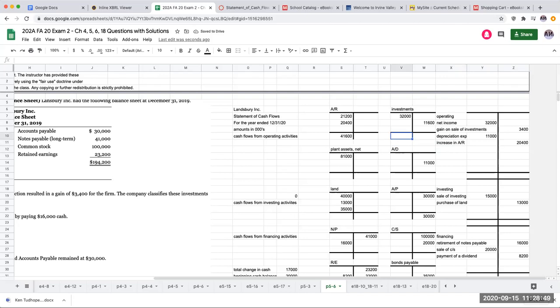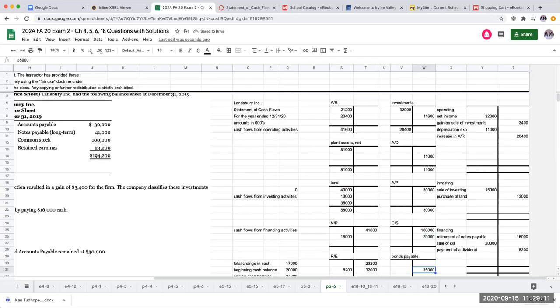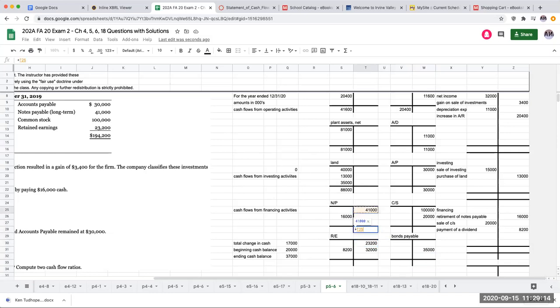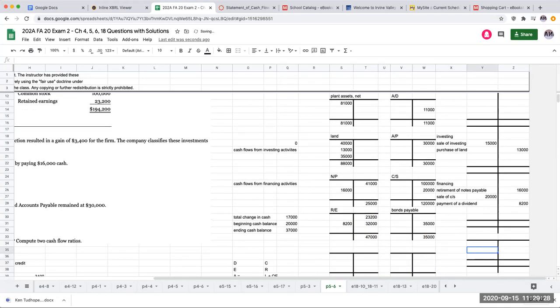The investments account, beginning of 32, ending of 11.6. I've already dealt with this 11.6. That was from the sale. There's nothing else that happened with plant assets, net, aside from the accumulated depreciation, so I'm just going to leave it. My land was 88,000. Nothing happened with accounts payable, so I don't need to adjust it. Nothing else happened with notes payable, and I've already dealt with the common stock. Ending retained earnings is 47, and my ending balance in bonds payable is 35,000.